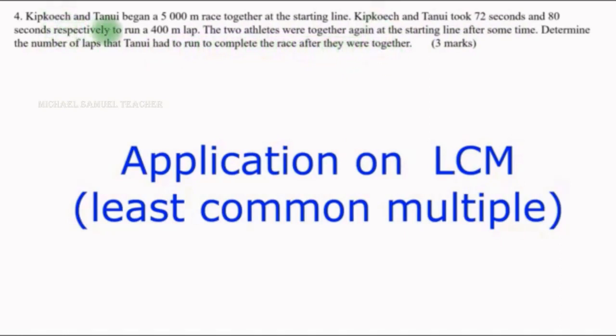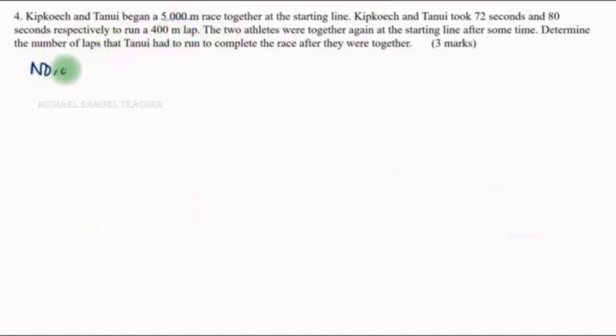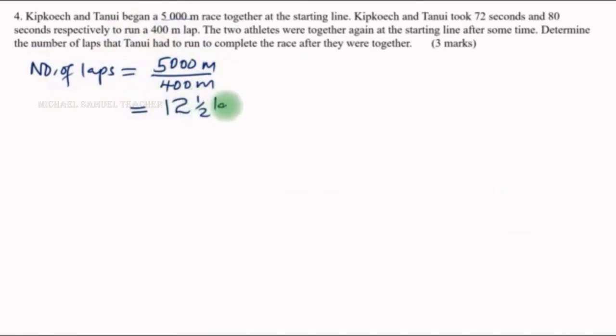Fine. So we have Kipkoech and Tanui. So this is the race that they should go. And for one lap it has 400 meter. So the total number of laps that they have to cover will be the total distance covered by each, and we divide by 400 meters for one lap. So here we shall end up getting 12.5 laps. So this is the total laps they have to actually take after they cover the 5,000 meter race.